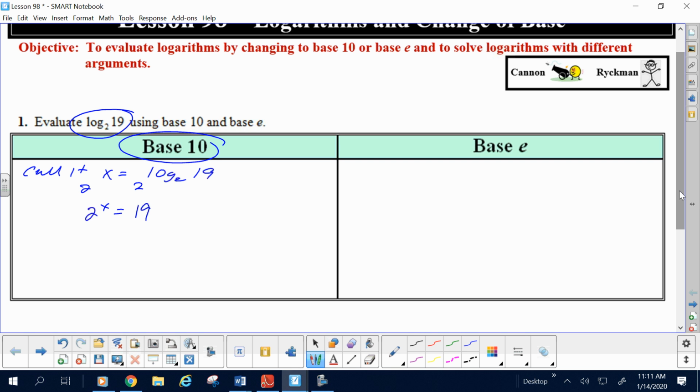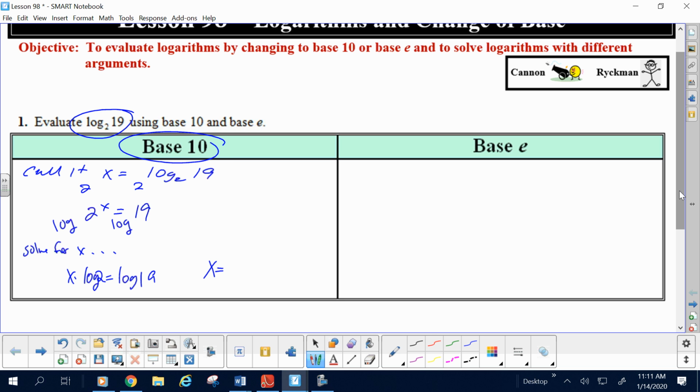Now it is get base 10. So now what? Take the log of both sides. If you don't write a subscript, then it is assumed to be base 10. Okay, so cool. Now our question though is now solve for x. So now solve for x by putting x in front. x log of 2 equals log of 19, and therefore x is what?